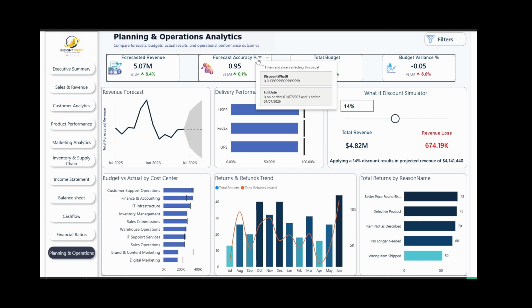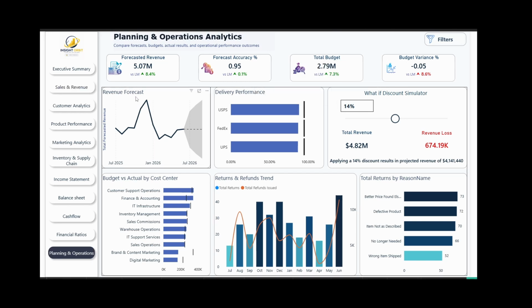The first visual compares the forecasted revenue and the actual revenue over time. Another useful feature is the what-if discount simulator. This allows the user to test different discount scenarios. For example, what happens if we increase the discount by 10%, 12%, or 15%. The dashboard dynamically calculates the possible impact on the revenue and the revenue losses.